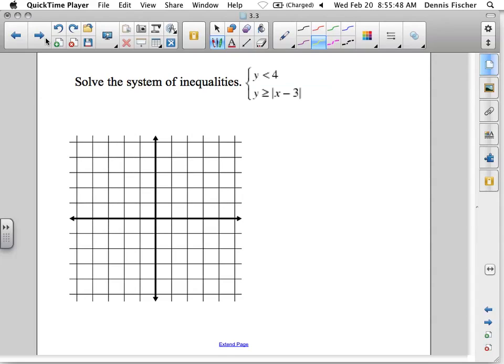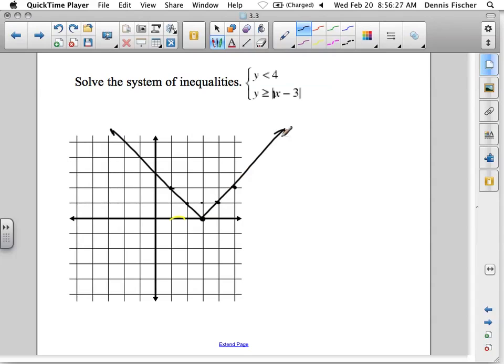So I'll do the absolute value first. I know the 3 is going to move it to the right 3 units. So I'm going to move it to the right 3: 1, 2, 3. Right here. And this is a positive slope of 1, right? Because the number in front of the x is 1. So I go 1 on both ways, and I'm going to draw my line. Is it a solid line? Yes, it's a solid line, correct? So it's absolute value.